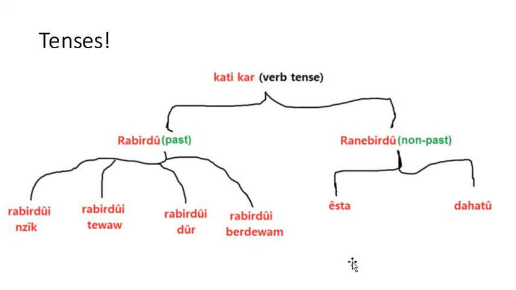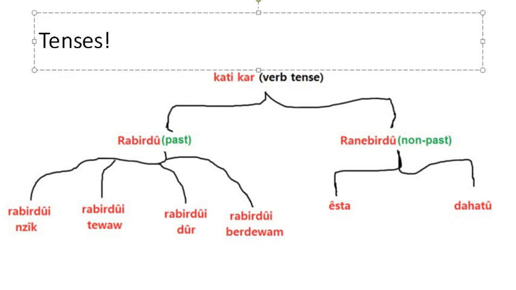Basically, in Kurdish, verb tense we can say katikad. Probably there are other terminologies, but katikad means time of verb. Cat means time. E means of, or like de in French. Car means verb tense.